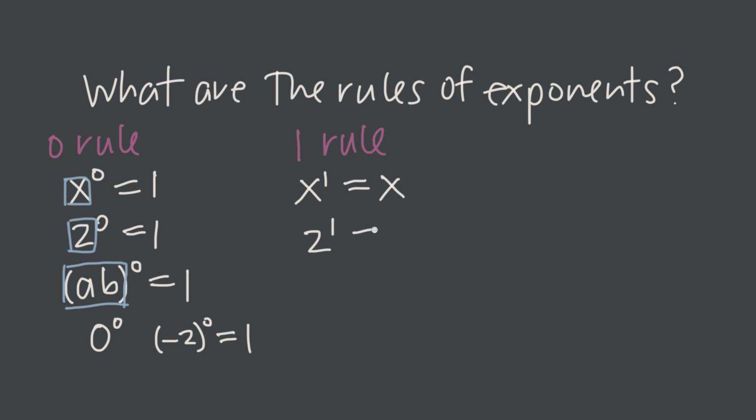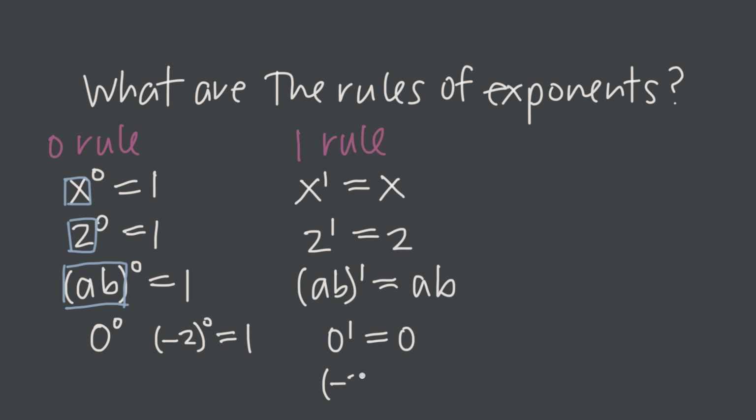2 to the 1 is still just 2, or something like this. ab to the 1 is still just ab. So notice how we always just get the base back. And this is even true for 0 to the 1. 0 to the 1 is still 0. This also works for negative numbers, like -2 to the 1 is still just -2.